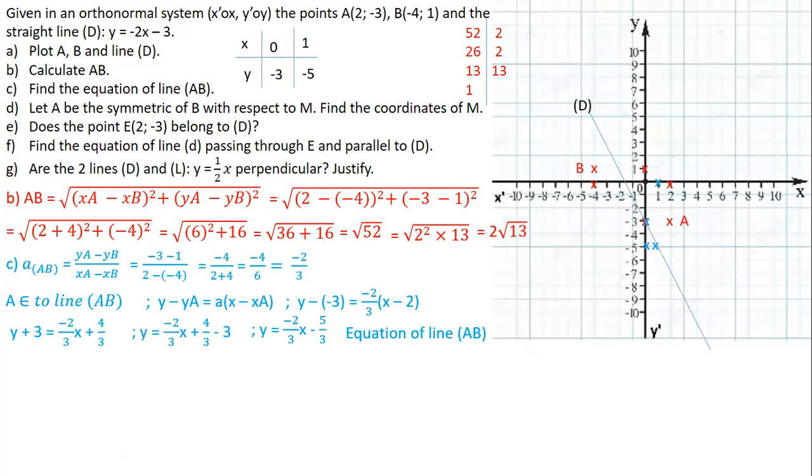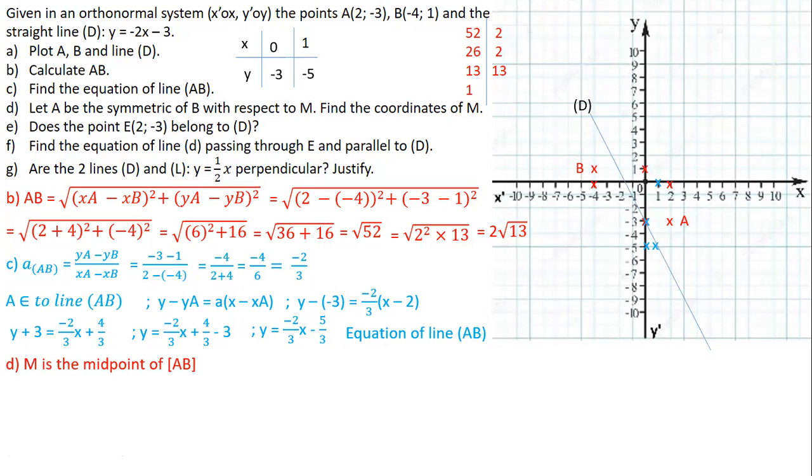Yes, miss. Now, let A be the symmetric of B with respect to M. What do you understand from this sentence, Mariam? That M is the midpoint of segment AB. Bravo, we should write M is the midpoint of segment AB. Now we should find the coordinates of M. How do we find the abscissa and the ordinate? Abscissa.